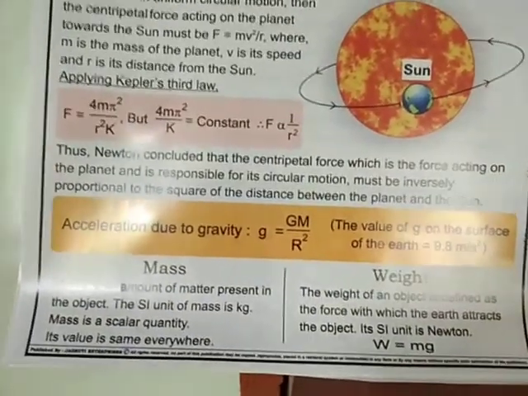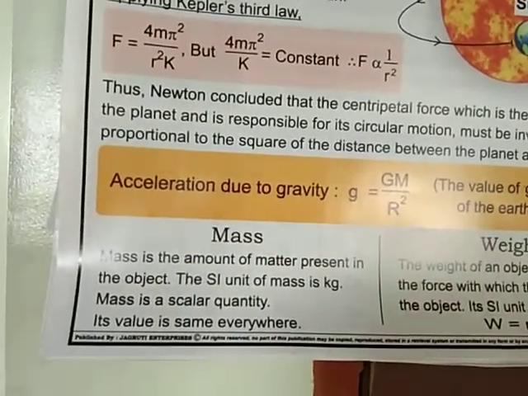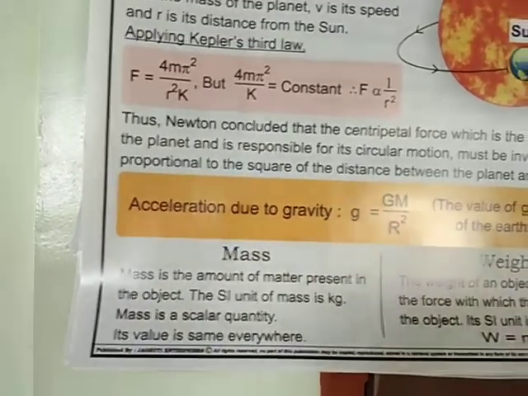Mass is the amount of matter present in the object. The SI unit of mass is kg. Mass is a scalar quantity. Its value is the same everywhere.